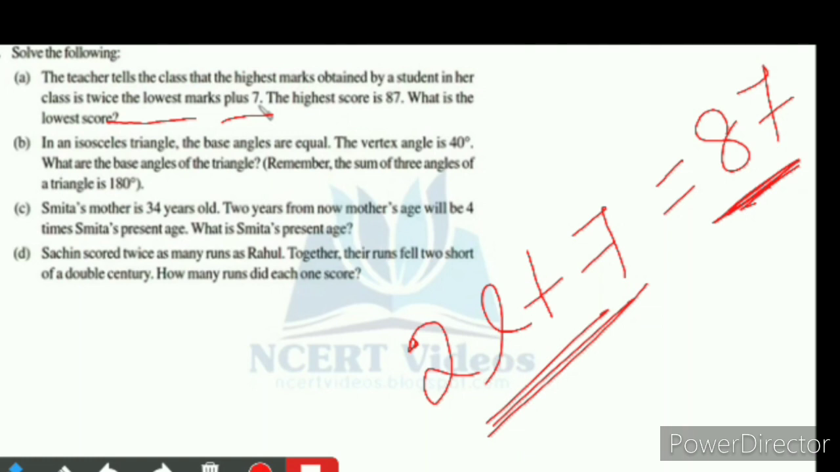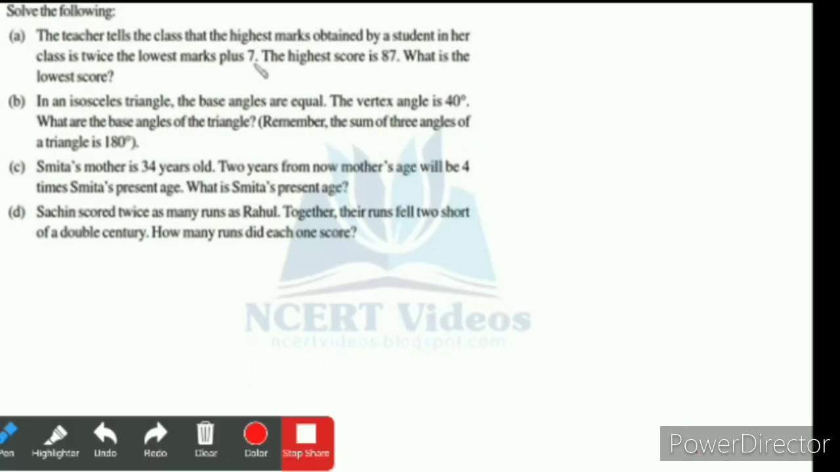Understand? Twice the lowest mark, if you add 7, we will get the highest mark. Both are equal. Using this equation, you should find the lowest mark, that is the L value. According to the question, the equation is 2L plus 7 is equal to 87.